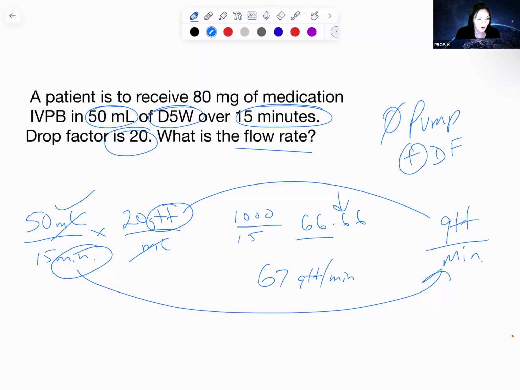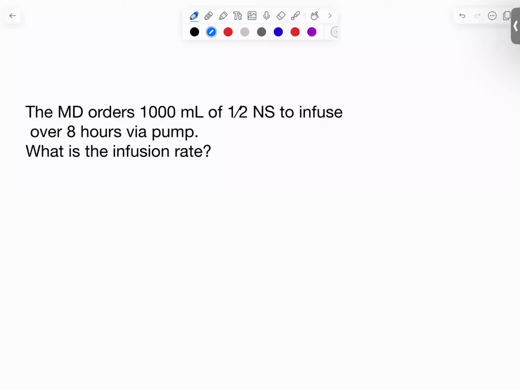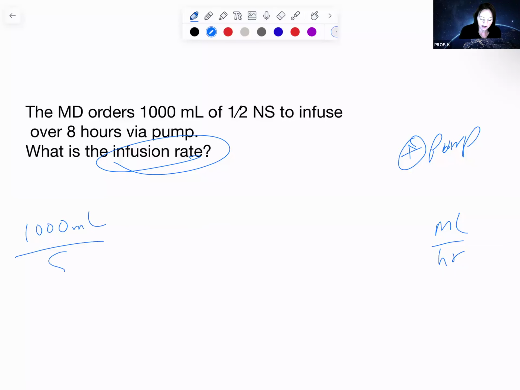All right. What about this one? All right. So yeah, what are we talking about here? The doctor orders 1,000 milliliters of half normal saline, it's just a type of IV fluid, over 8 hours via pump. It's got a pump and it wants the infusion rate, milliliters an hour all day. So it's 1,000 milliliters in 8 hours. That's a 2-factor order. So I already have hour and milliliter. It's just division. So 8 divided into 1,000 is 125 milliliters an hour.